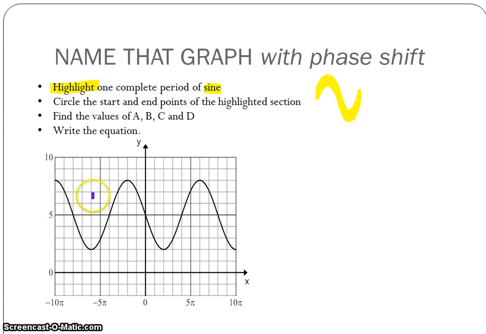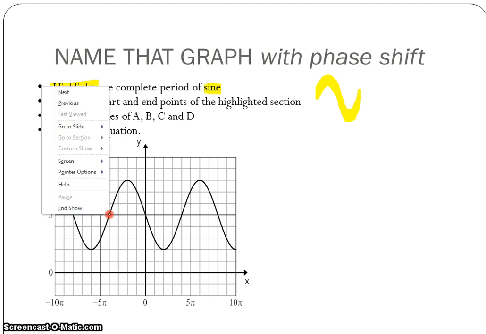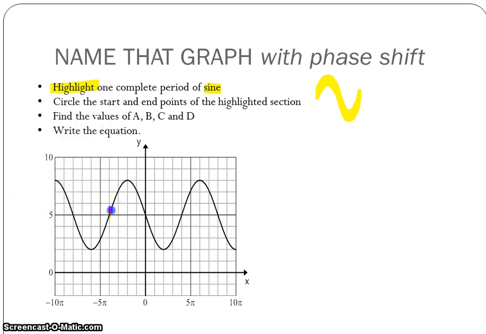So I need to scan my graph. If I start here, I can see a positive cosine function, but I'm looking for a positive sine function. If I start here at the origin, it's a negative sine function. So I'm looking for where I can find one complete period. And sine starts on the midline, and then it's going to go up. So I see it starts here, it goes up, down to its min, and back to its midline. That's one complete period of a sine function.